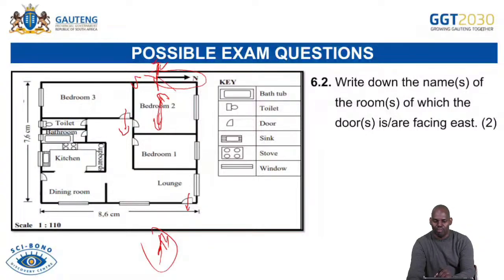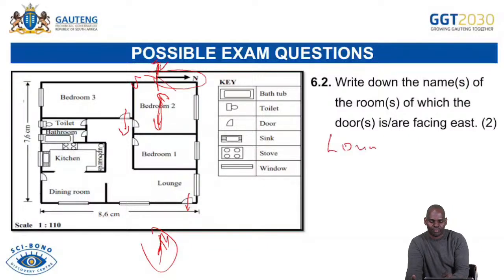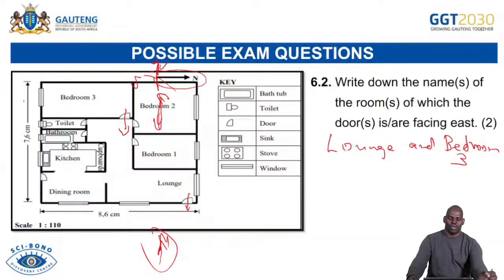So write down the name of the rooms of which the doors are facing east. So east is this way, which is the lounge and bedroom 3. So I can say lounge and bedroom 3. Okay, so these are the names.